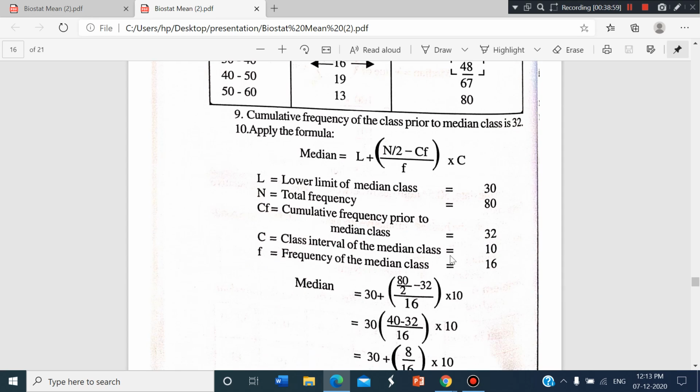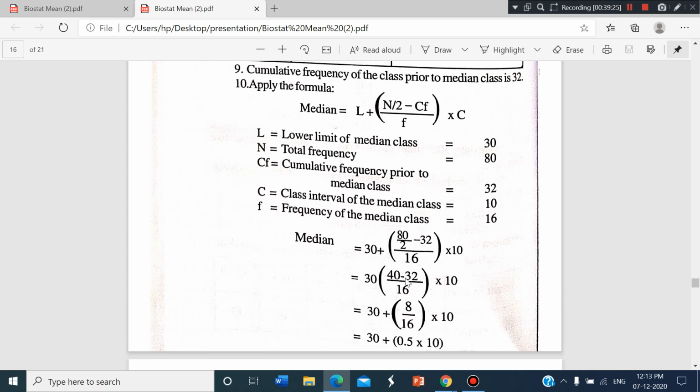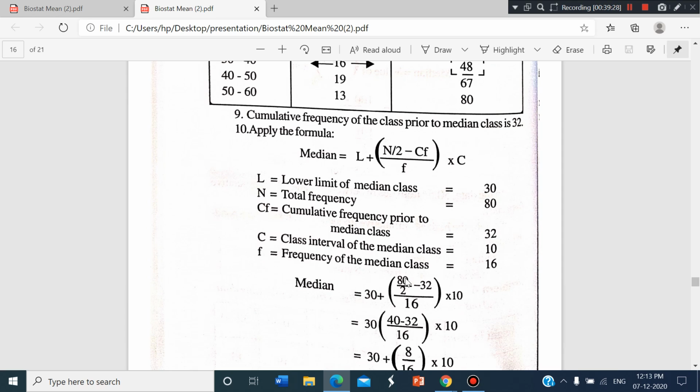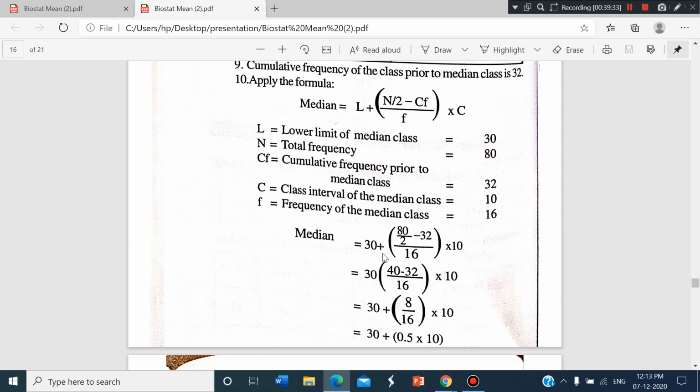So if you have these values, now substitute them. Median: L, that is the lower limit of the median class, is 30, plus n by 2. What is the value of n? N is the total frequency, 80, divided by 2, minus Cf, the cumulative frequency prior to the median class, which is 32, divided by F, that is the frequency of the median class, which is 16. So 30 plus 80 by 2 minus 32 whole divided by 16 into 10.